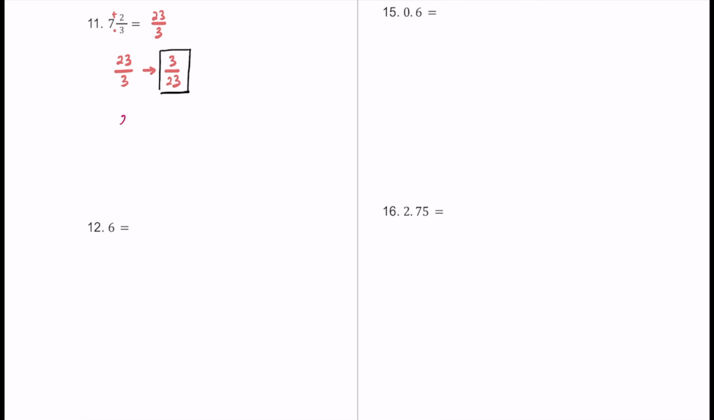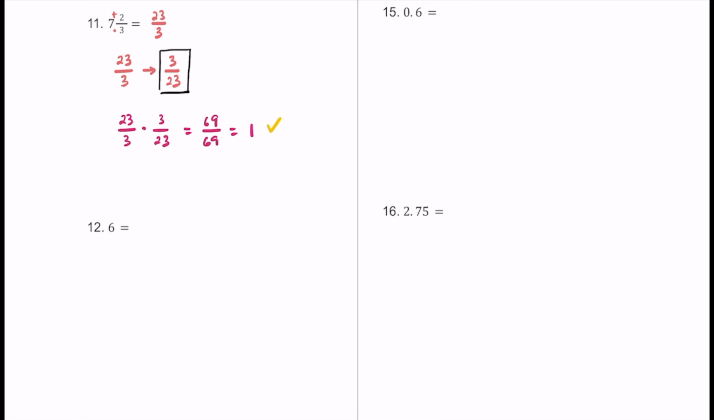Now to show that the original, 23 over 3, multiplied by what we found the reciprocal to be, 3 over 23, 23 times 3 will be 69, and 3 times 23 will also be 69, so 69 over 69 is equal to 1 whole, and so this hopefully makes sense.